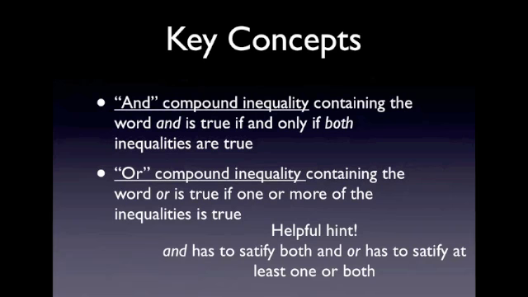Key concepts. An "and" compound inequality containing the word "and" is true if and only if both inequalities are true. An "or" compound inequality containing the word "or" is true if one or more of the inequalities is true. Helpful hint: "and" has to satisfy both, and "or" has to satisfy at least one or both.